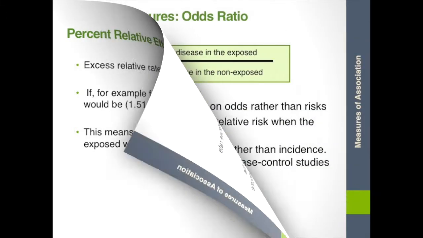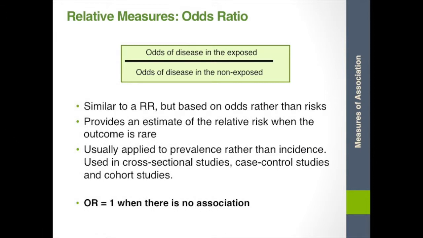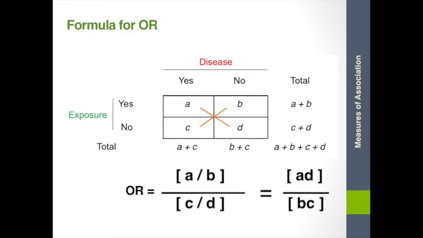51%. The odds ratio compares the odds of having the outcome in the exposed group with the odds of the outcome in the non-exposed. The odds ratio provides an estimate of the relative risk when the outcome is rare. It's used in cross-sectional studies, case control studies, and cohort studies. We can see here again our 2 by 2 table and the formula to calculate the odds ratio, which is the cross product of the cells in the table.